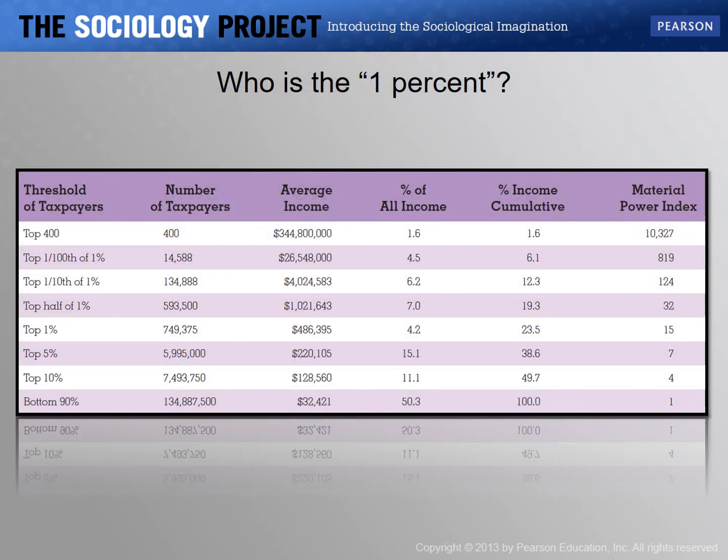You can ask the question, who's in the top 1%? If you listen to Bernie Sanders, he's always talking about the top 1%. There are people with an average income of over $344,000. And they have the material buying power of 10,000 to 1. So people in the bottom 90% have a purchasing power of 1. People in the top 400, or 400 people in the world, the top 1%, have between 800 and 10,000 buying power. So money does talk.